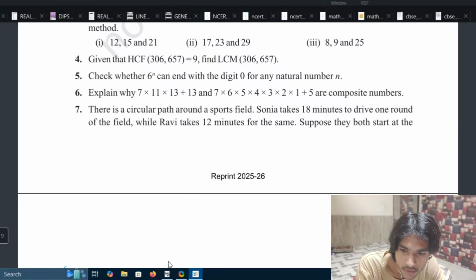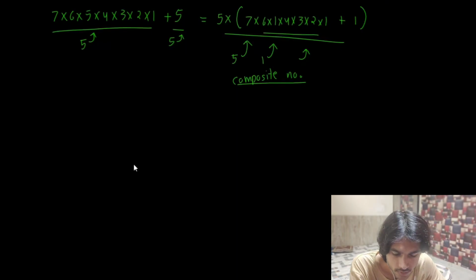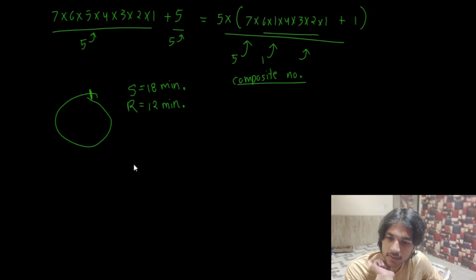18 and 12, right? A circular path. Okay, so suppose this is the circular path and Sonia takes 18 minutes while Ravi takes 12 minutes. And suppose this is the starting point, they start from the same point, at the same time, in the same direction. Because there are two directions, this and this, but they're going to take the same direction. Suppose this is the direction. Okay, let us just go clockwise.